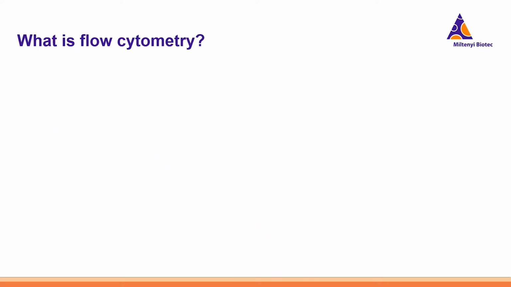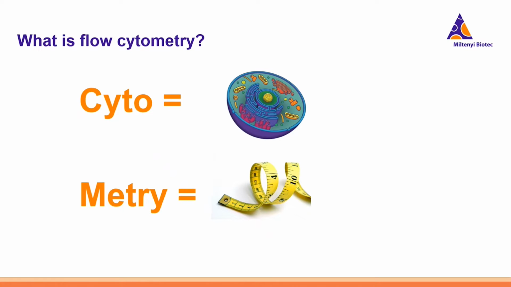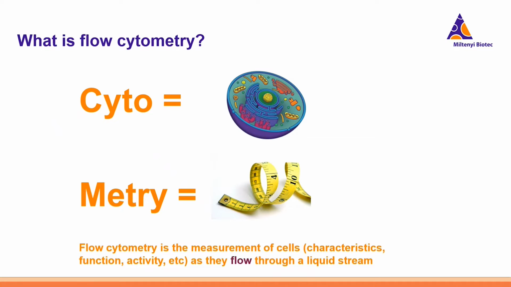So first of all, what is flow cytometry? Well, cyto means the cell, and metry means measurement. So flow cytometry is the measurement of cells and their characteristics, function, or activity you want to look at as those cells flow through a liquid stream.